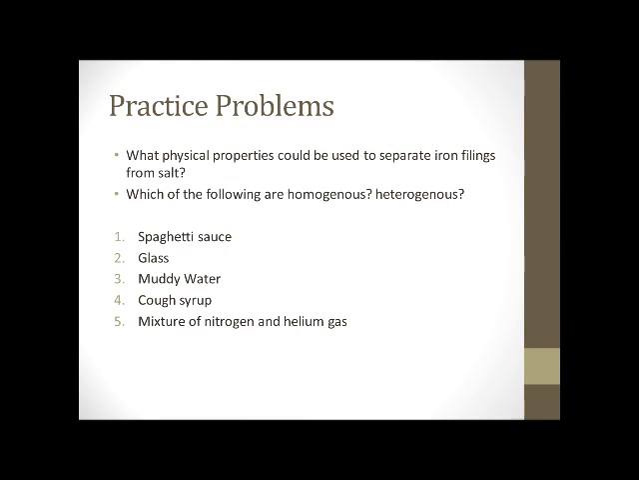All right, so let's think about a couple of things. What physical properties could be used to separate iron filings from salt? All right, think about that, write it down. And then also think about the following here. Which ones are homogeneous? Which ones are heterogeneous? Now remember, heterogeneous is different kinds. So if one piece of something is different than another piece of something, it's heterogeneous. If one piece of something is the same as every other part of it, it's going to be homogeneous. So try to answer each one of these in your notebook as well, and we're going to talk about all these in class.